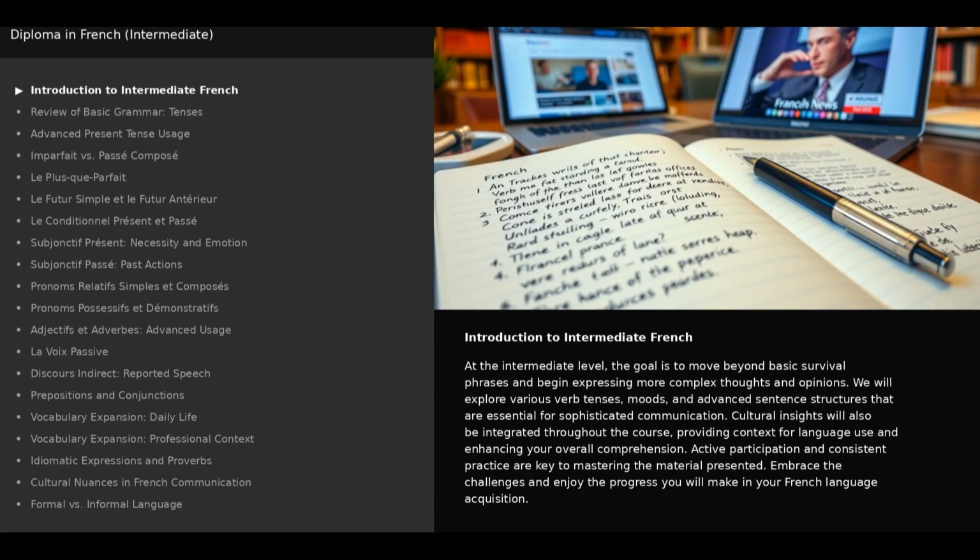Active participation and consistent practice are key to mastering the material presented. Embrace the challenges and enjoy the progress you will make in your French language acquisition.